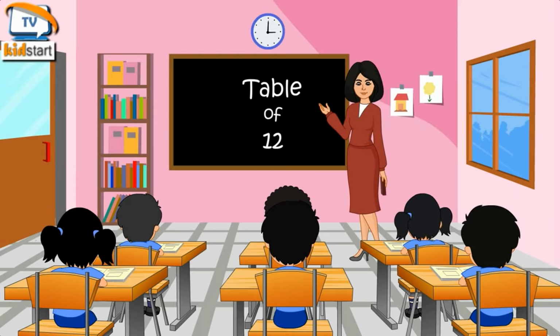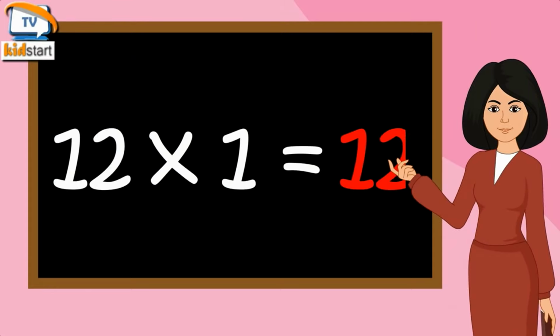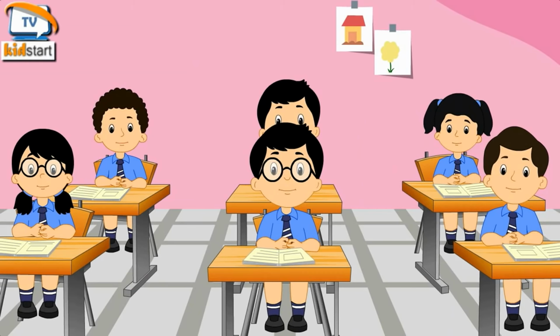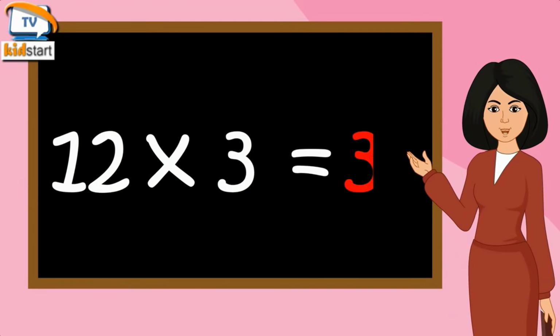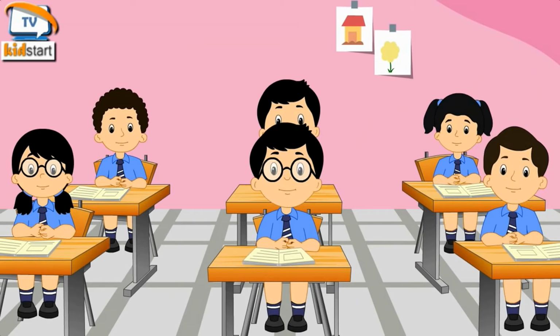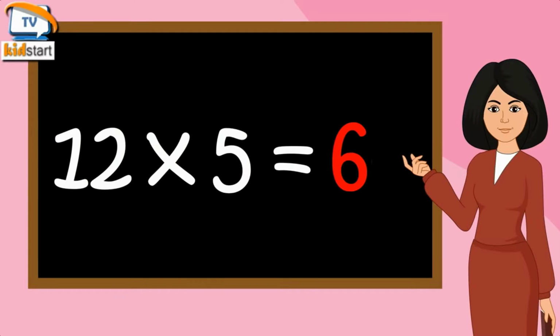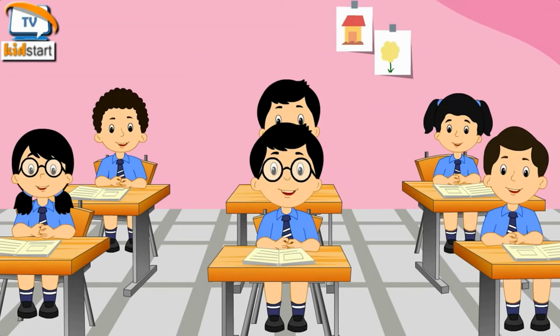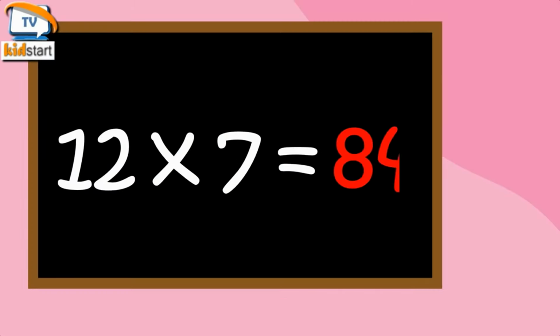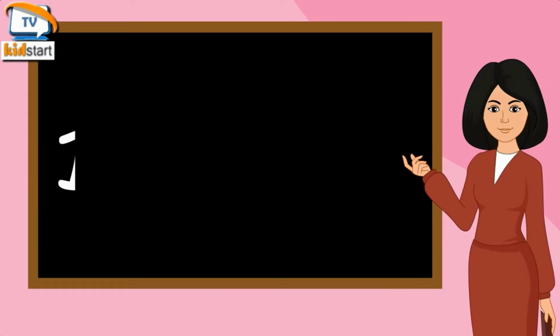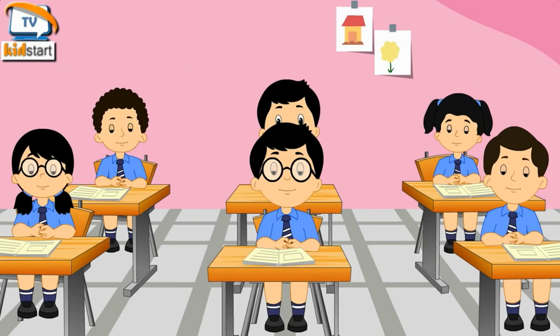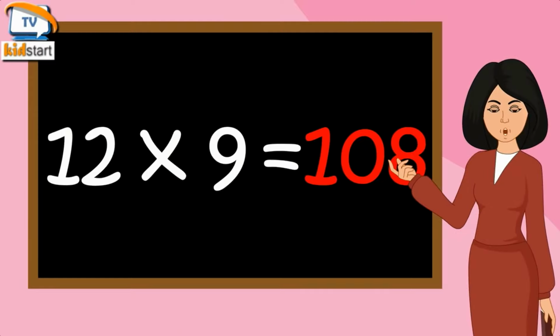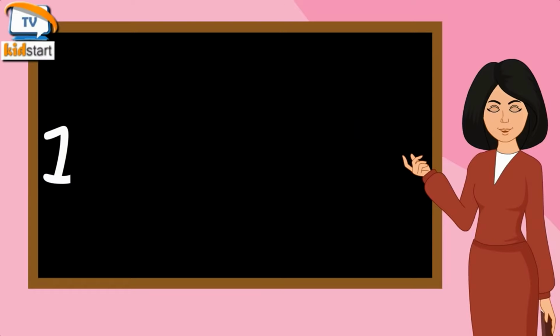Table of 12. 12 ones are 12. 12 twos are 24. 12 threes are 36. 12 fours are 48. 12 fives are 60. 12 sixes are 72. 12 sevens are 84. 12 eights are 96. 12 nines are 108.